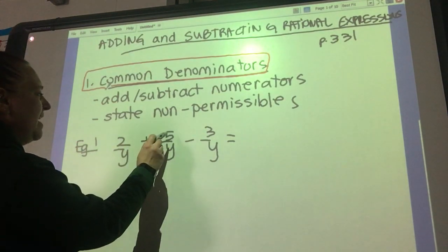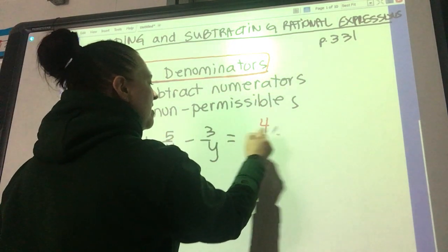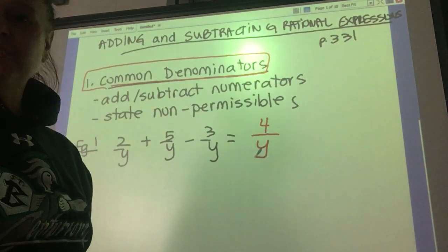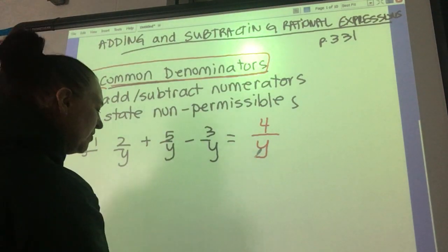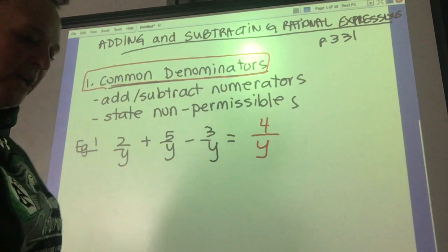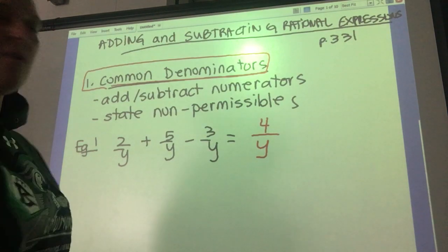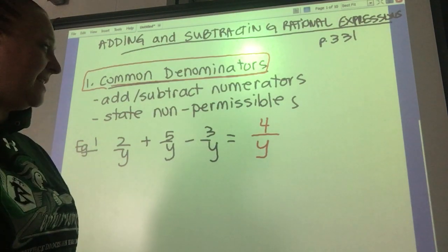So 2 plus 5 is 7, minus 3 is 4. Now again, you don't add the y's. It's the same thing as doing your fraction work. You just add the numerators, you leave the denominator as it is. So your answer should be 4 over y. That's it. That's as easy as it gets.